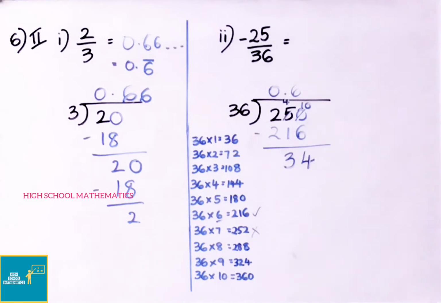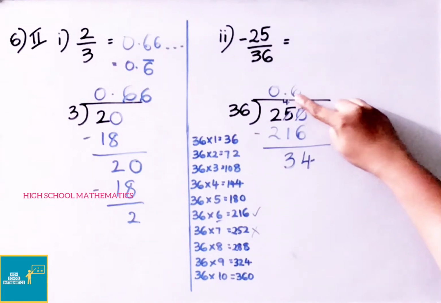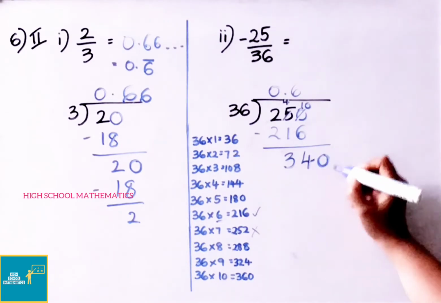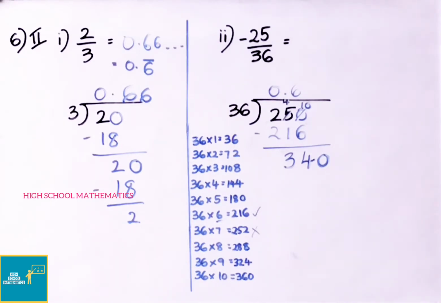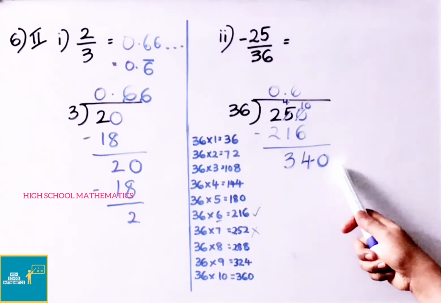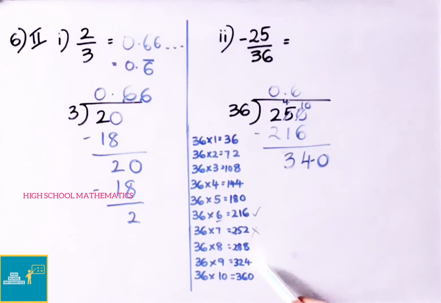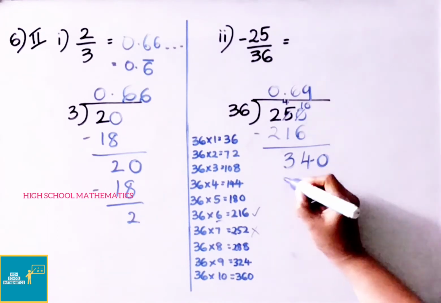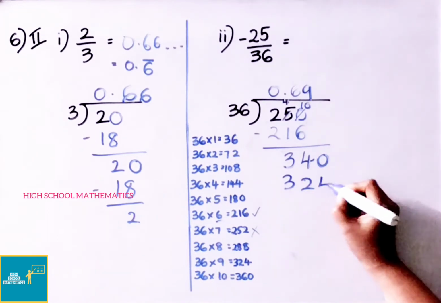So again what do we have to do? As we have a decimal point, add a 0 here. Now the number is 340. Let us check in the table whether 340 is present or not. Here we have 360. Then after that 324 is there. So 340 is not present. We shall take the smaller number. So 36 9s are 324. So mention here 9 and write down 324.